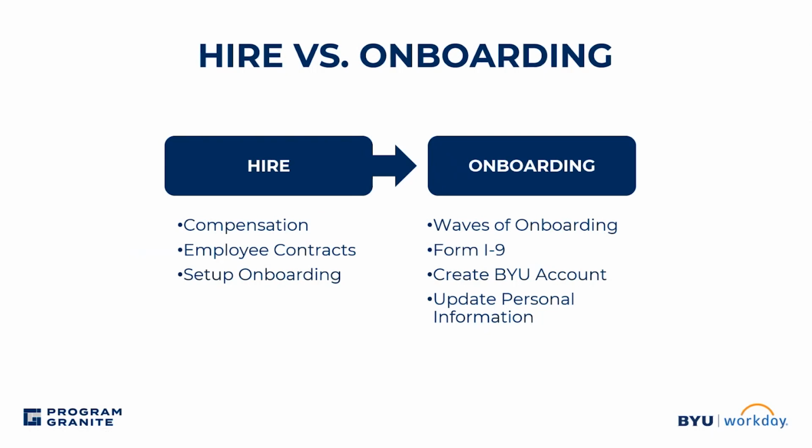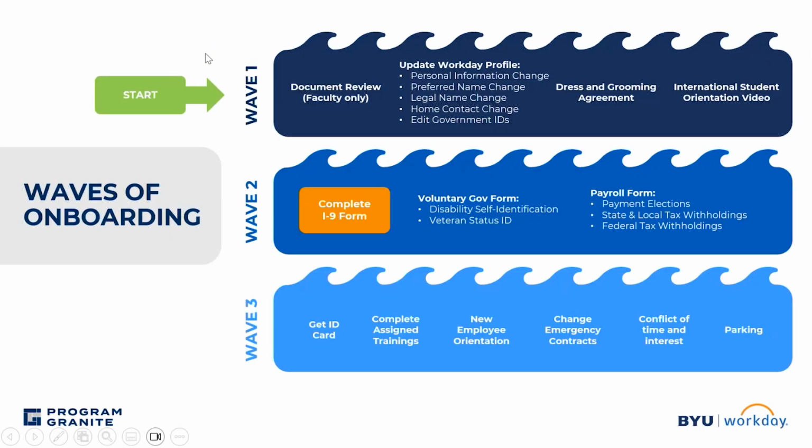All right. Okay, so these are our waves of onboarding. And we're going to talk about each of these waves more in depth as we go through the presentation. But you can see in the first wave, we have update worker profile, like personal information, home contact, government IDs. They sign some agreements or they review and say, I agree to like dress and grooming. There's an international student orientation video that will come to them if they're an international student.